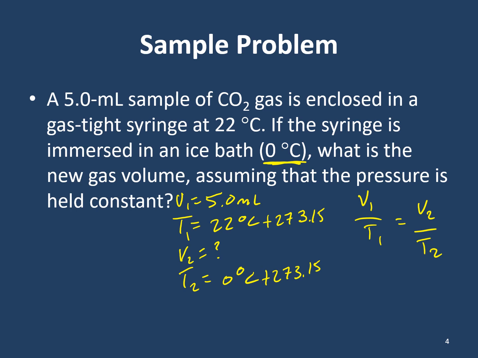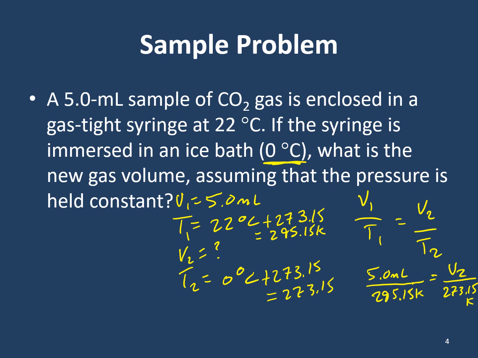And so what I get here is that T1 is equal to 295.15 Kelvin, and T2 is equal to 273.15. At this point now I can solve for the volume, right? So I have 5.0 milliliters over 295.15 Kelvin is equal to V2, what I'm trying to solve for, over 273.15 Kelvin. And we can rearrange and solve for V2.